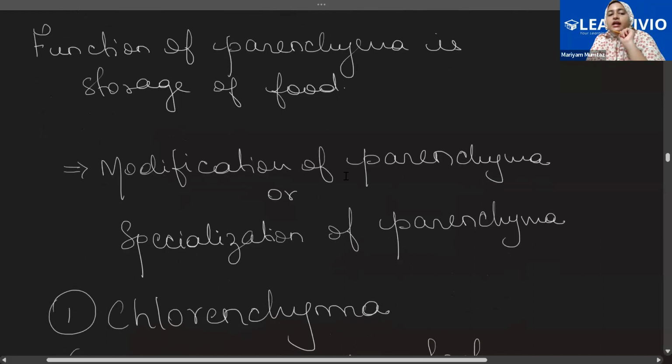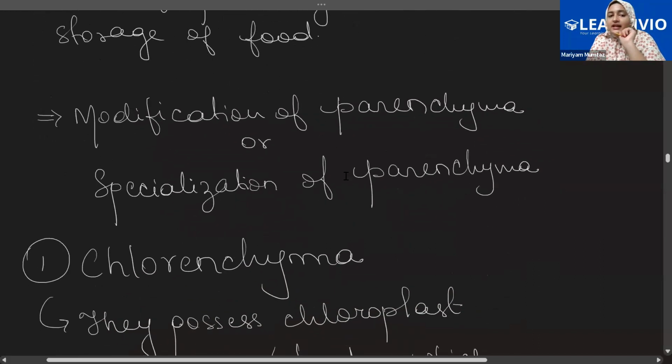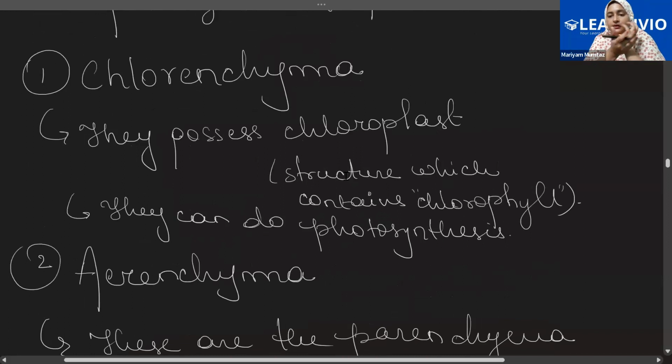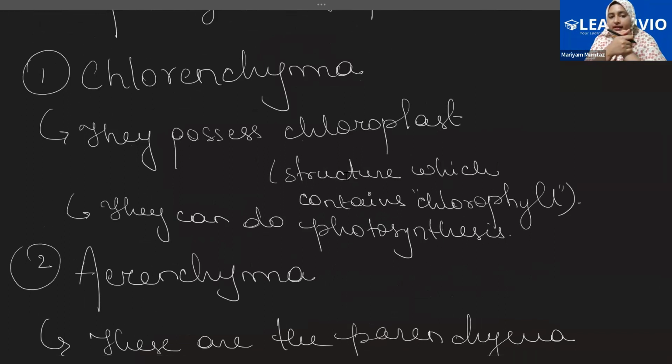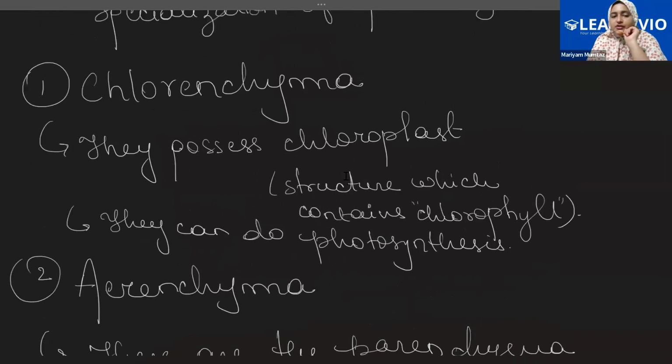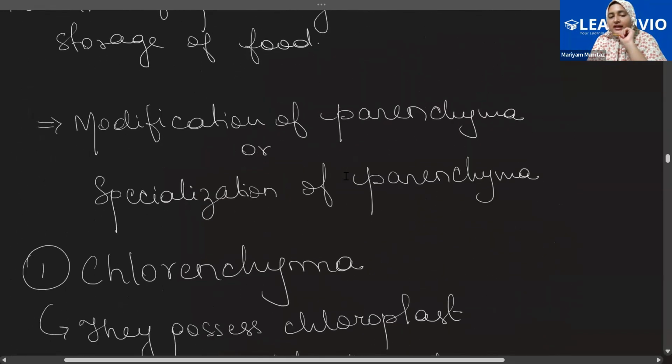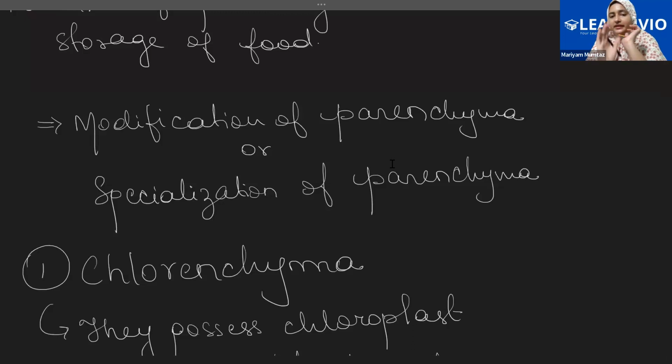Now, this parenchyma has several modifications, or you can say several specializations, meaning they can change their form and perform differently under different situations. There are actually three kinds of modifications of parenchyma. Do you understand what is modification? The basic structure will be there, but it will have additional structures in it as well.